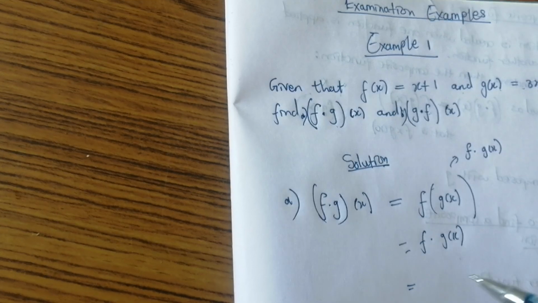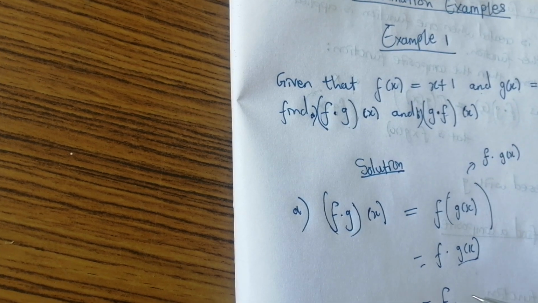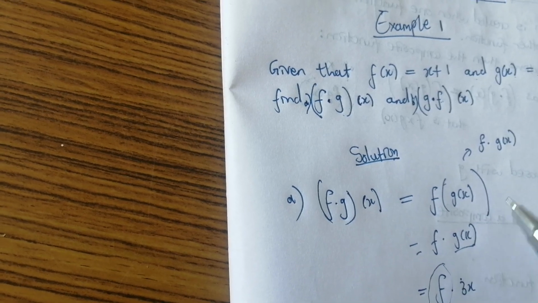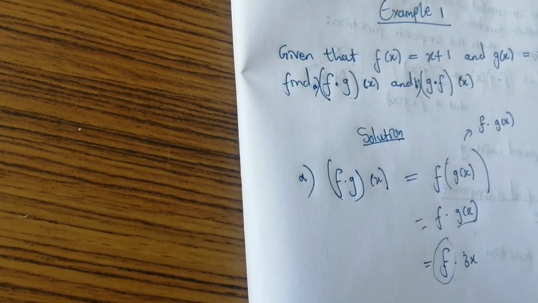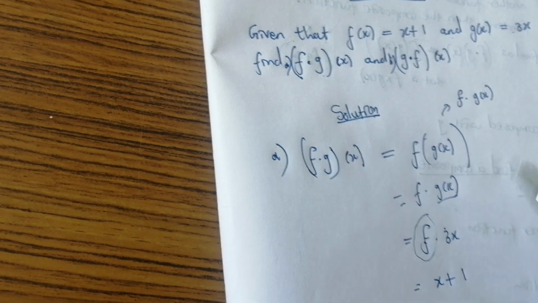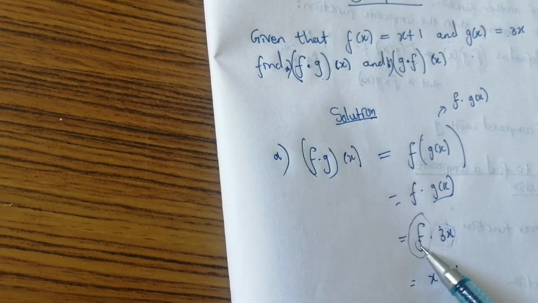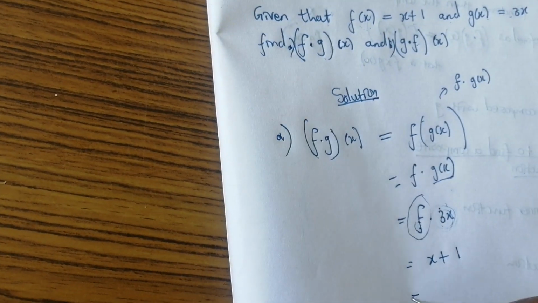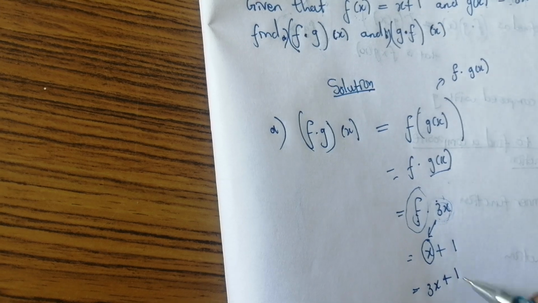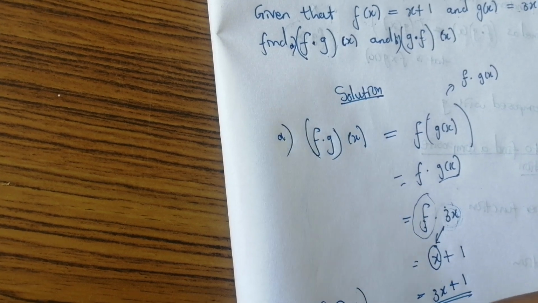Alright. So f, what is our g of x? Our g of x is 3x. Now let's take our equation f of x. F just means f of x. Our f of x is x plus 1. And where there is x in that, we are putting 3x. Where there is x, put your 3x plus 1. So this is f of g of x.